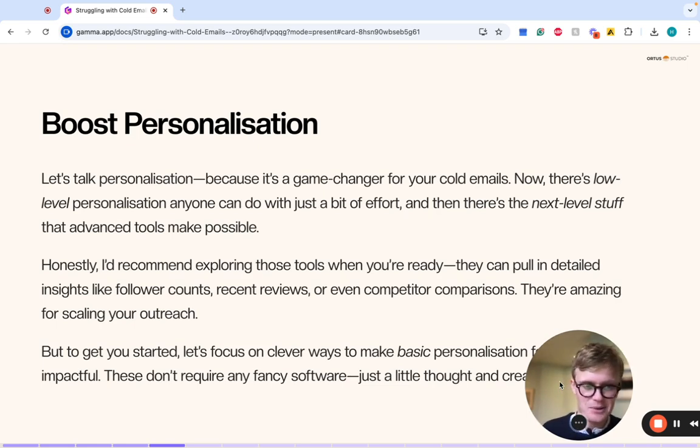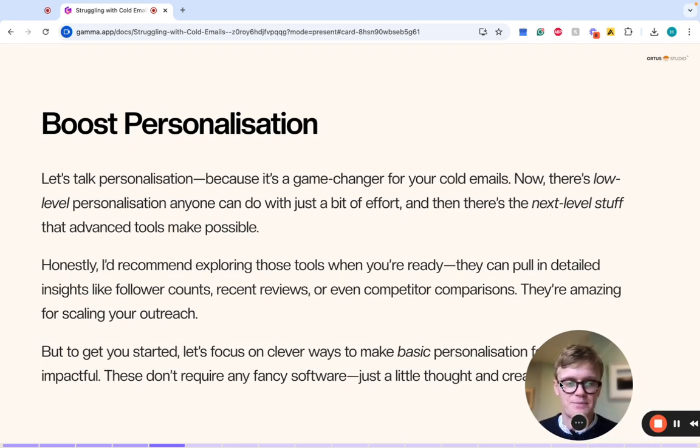That's not going to get you replies, and people are just going to mark you as spam. But obviously there are all these tools out there now that let you do really high-level personalization, and tools like Clay make it really accessible. I'd honestly recommend exploring how to do that when you're ready.